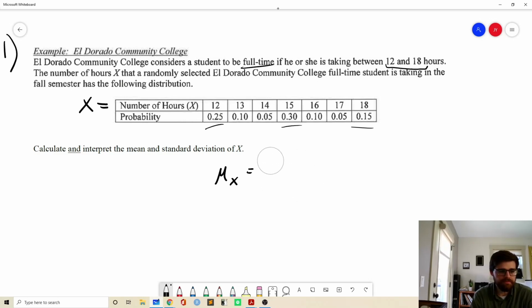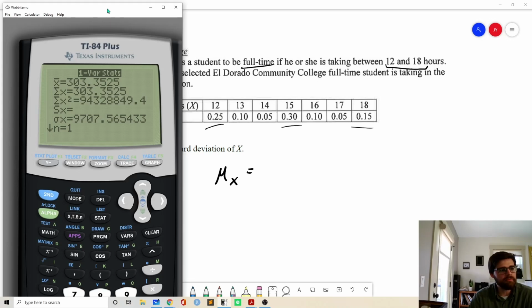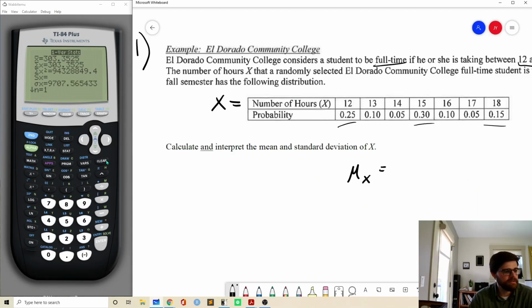So I'm just going to do mu. So mu of X. And on my formula chart, there is an equation for this, but I'm going to go ahead and use my calculator to solve this. So I'm going to enter the data into the list.